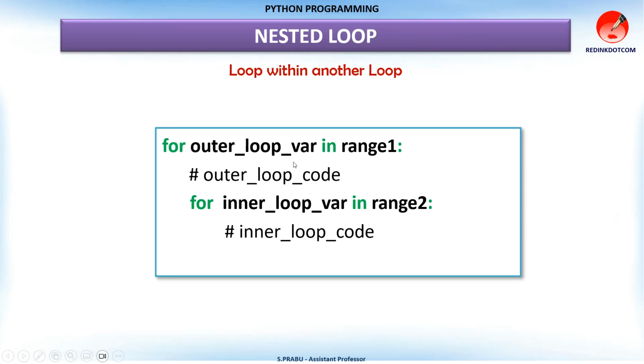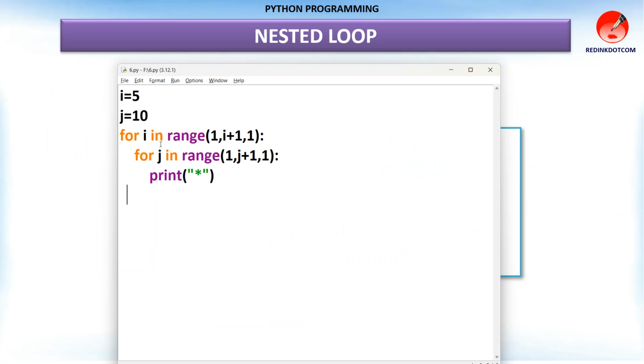This is the structure of a nested for loop. First I create the first loop, which is called the outer loop, using the range function. This is the first range function. Inside this for block, I can create another for loop, the second loop, called the inner loop. It contains another range of values. So the inner loop and outer loop statements can be executed as many times as specified in their range values. In this program, I try to explain one simple nested for loop.